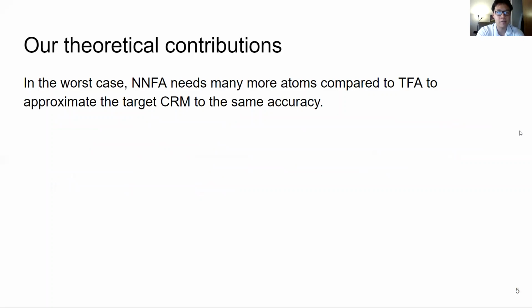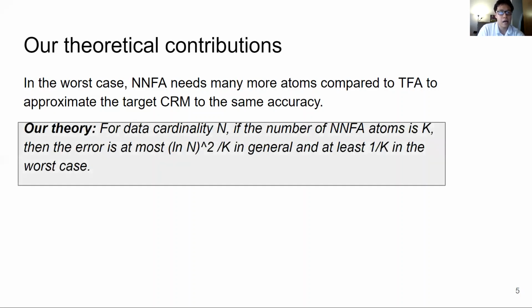Our theoretical contribution is a finite sample approximation error of NNFAs. In the worst case, we find that NNFAs need many more atoms compared to TFAs to approximate the target CRM to the same desired accuracy. Our theory says that for data cardinality n, if the number of NNFA atoms is big K, then the approximation error is at most (log n)^2 over K in general, and at least 1 over K in the worst case.